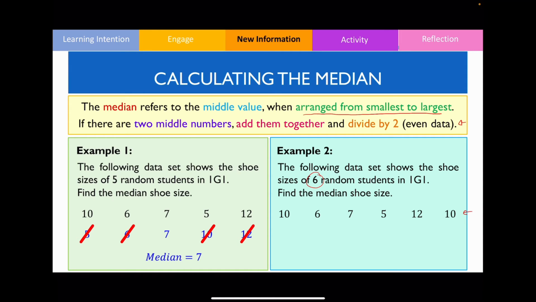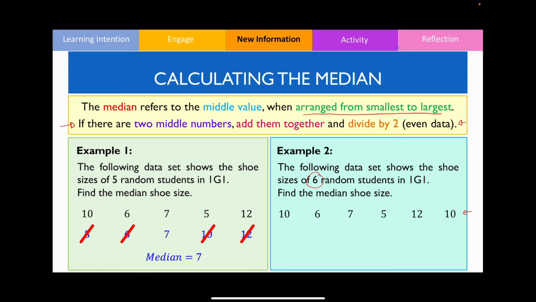Now, when we have an even number data set, what you'll often find is that there are going to be 2 middle numbers. And if you find 2 middle numbers, if you refer to this second dot point here, what we need to do is add those numbers together and divide by 2.